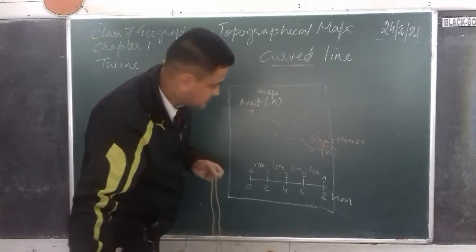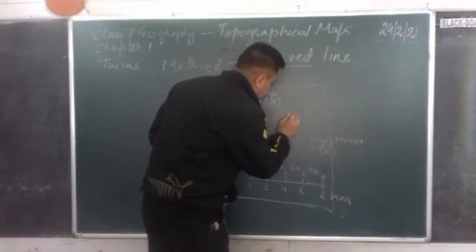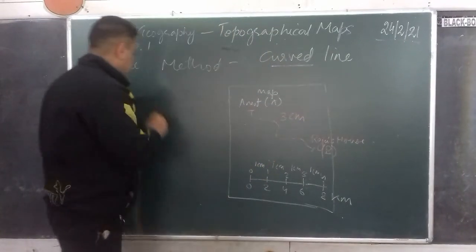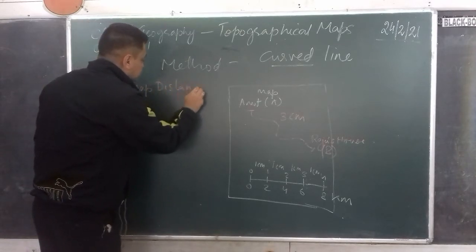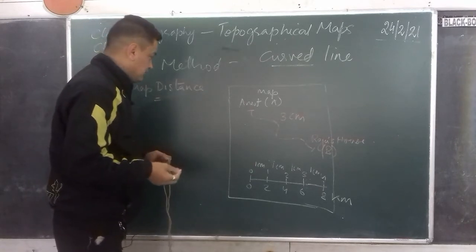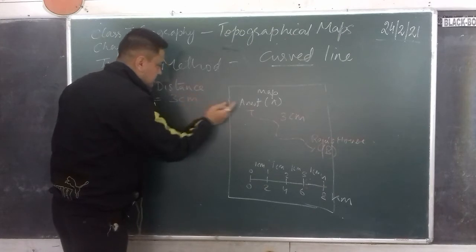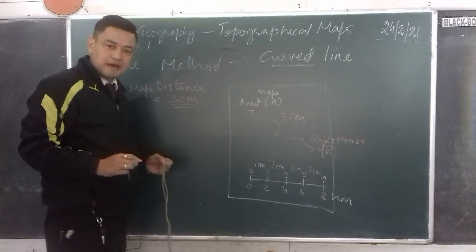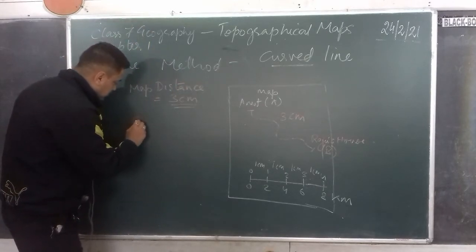From Amit's house to Raju's house is basically 3 centimeters on the map. So the map distance is 3 centimeters, which I found by measuring with the help of twine. The distance from point A to B is 3 centimeters. That is the map distance. Now I am going to find the actual distance, that is called the ground distance.